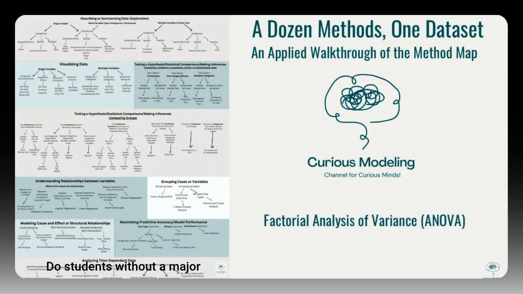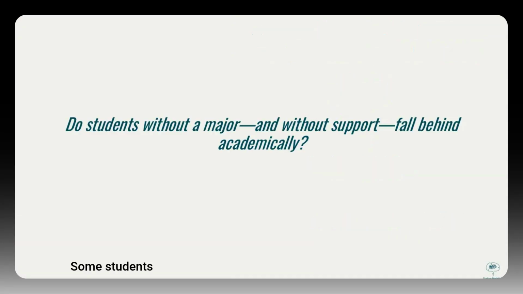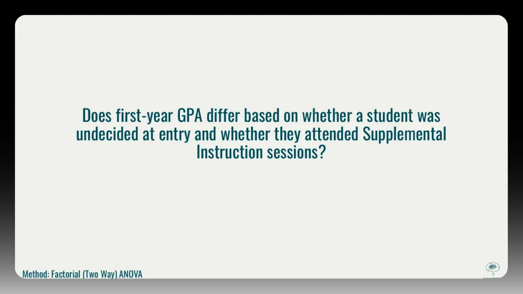Do students without a major and without support fall behind academically? Some students arrive at college with a clear academic path, others start undecided, and along the way, some seek help, like attending supplemental instruction or SI sessions, while others don't. But how do these choices and circumstances shape performance? Let's explore how major status and SI attendance affect first-year GPA and whether they work together in this Factorial ANOVA.